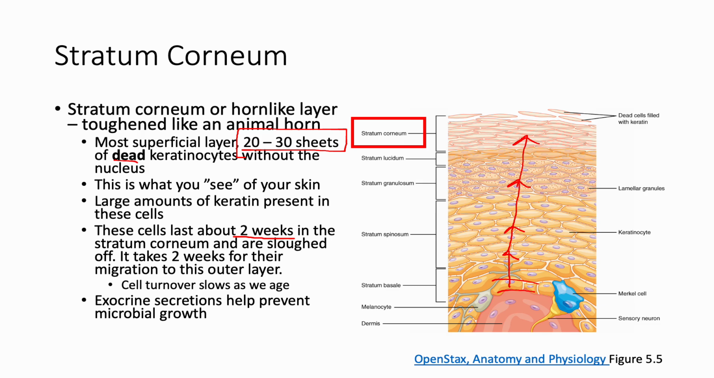Now, here's the key. As we age, guess what? Of course, things slow down a little bit. Okay, now at the surface, on the corneum layer, we do have exocrine secretions that are going to play a role in preventing microbial growth on our skin. And so we'll talk about that in a successive video.